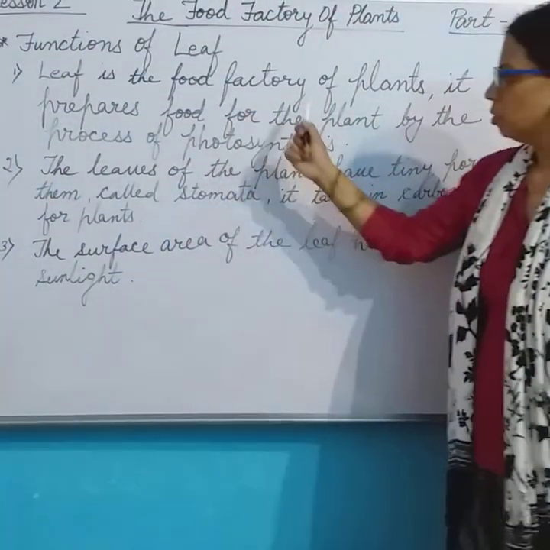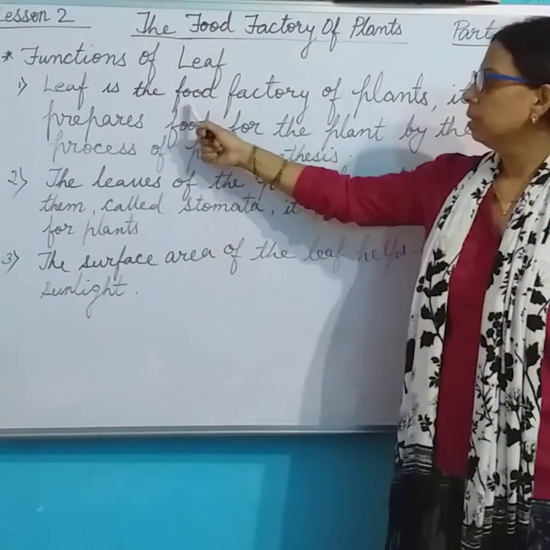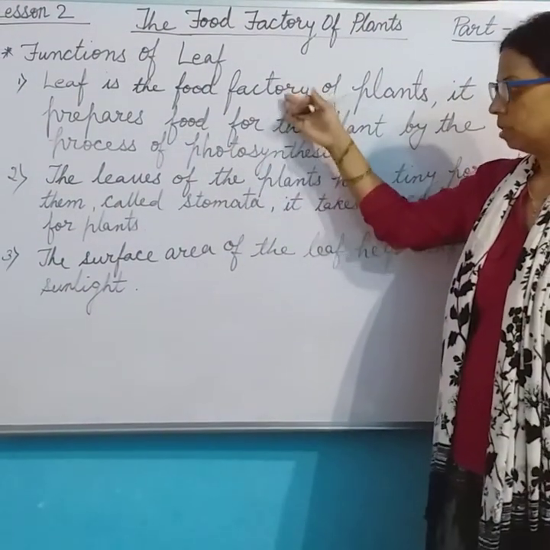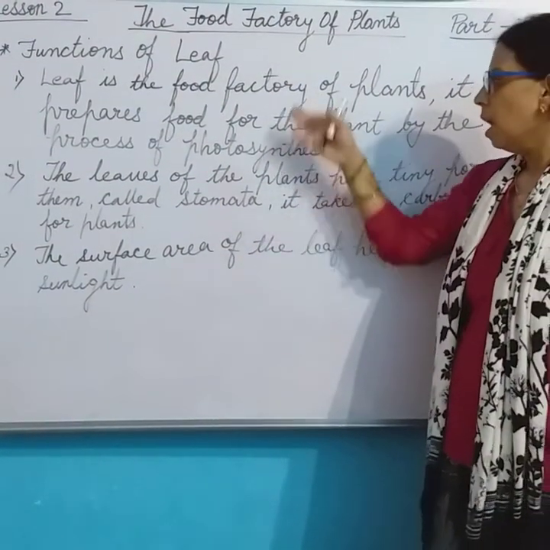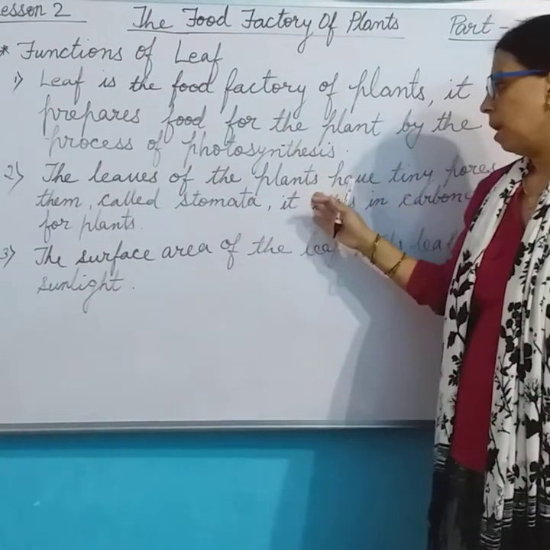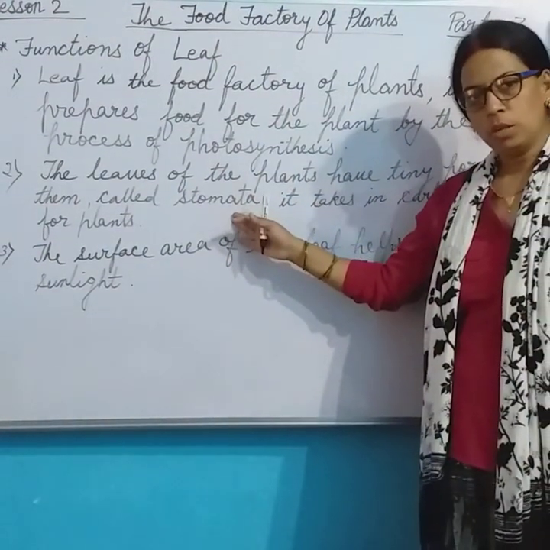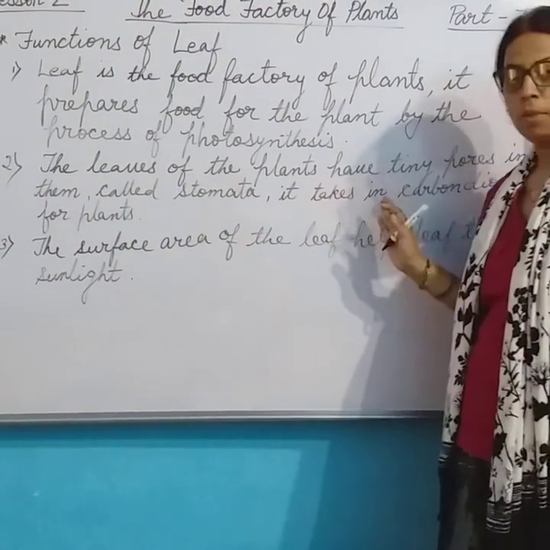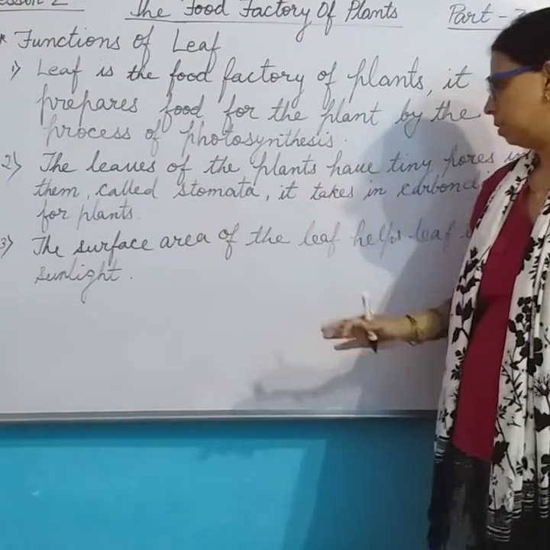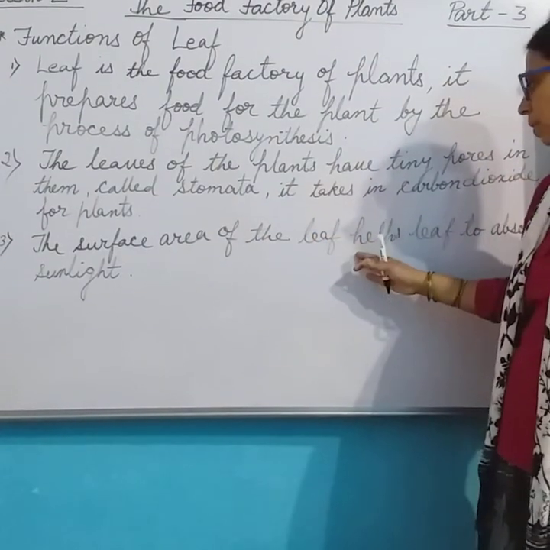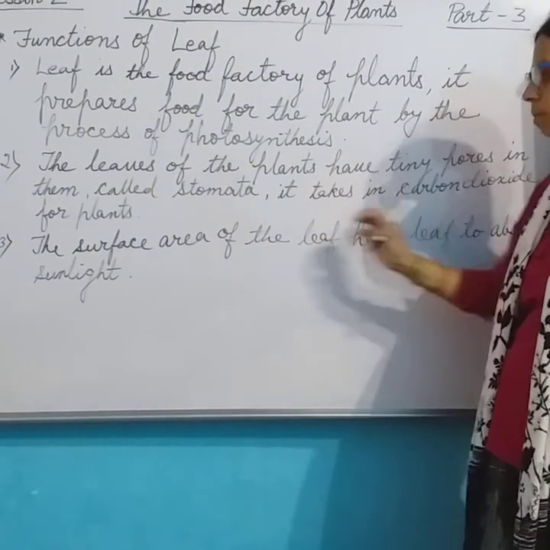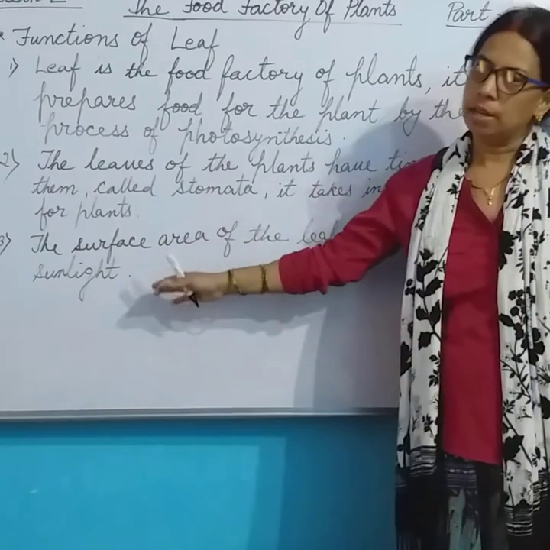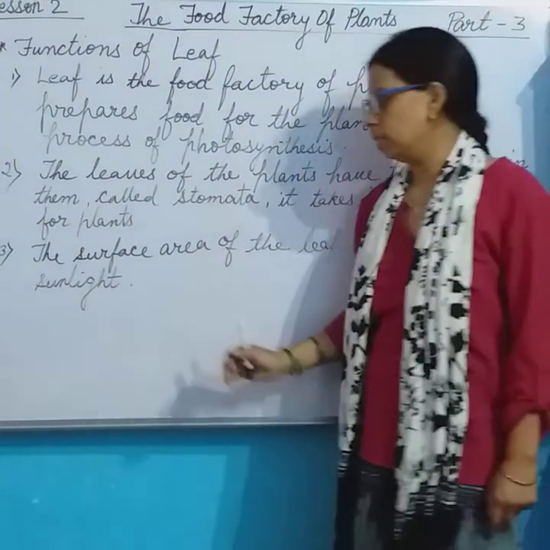So at the very first point we have mentioned that the leaf is the food factory of plant because this is the main function of the leaf, and then the leaf of the plant has tiny pores, those are called stomata, which take in carbon dioxide from the air for the plants. The surface area of the leaf helps leaves to observe sunlight. This sunlight is also used for photosynthesis.